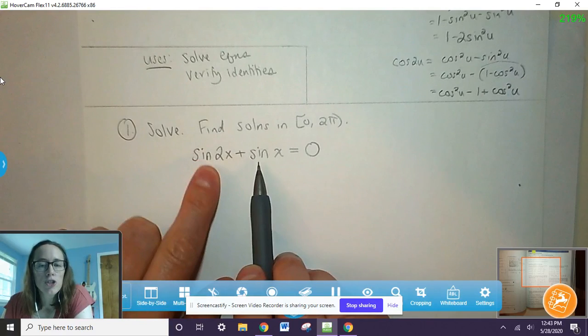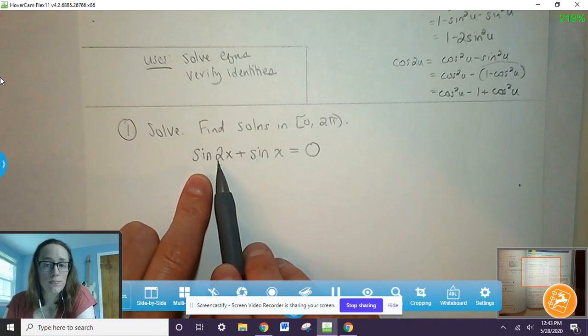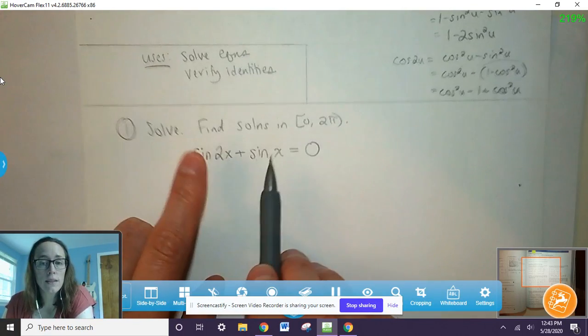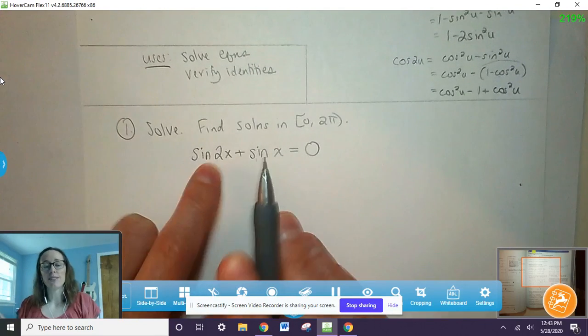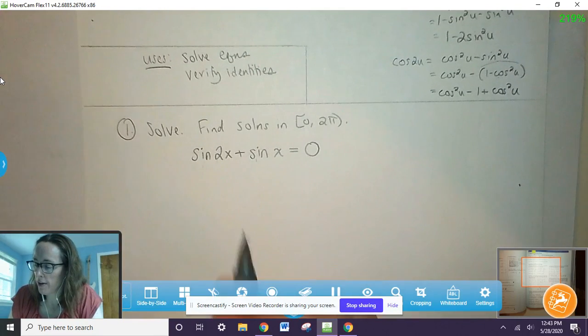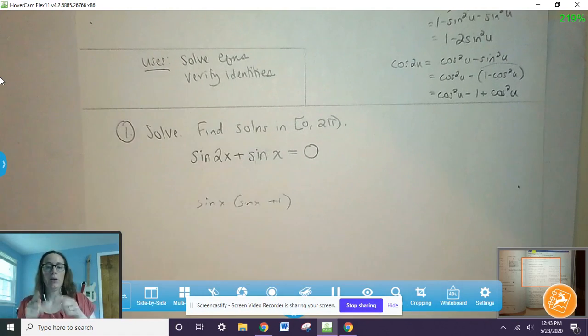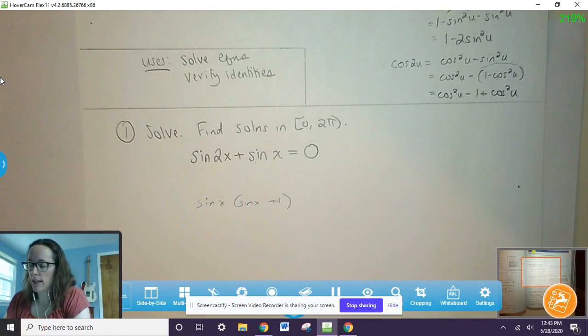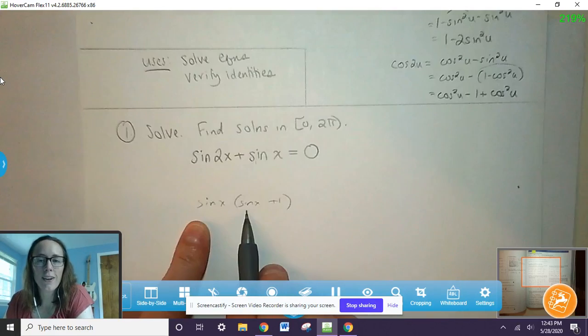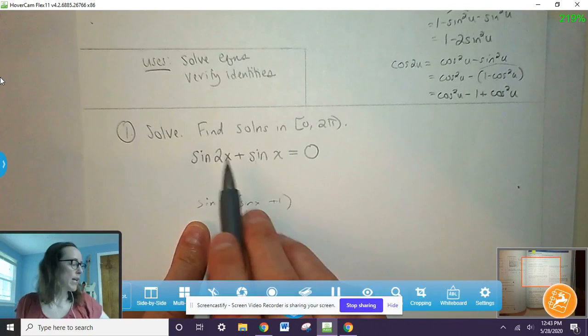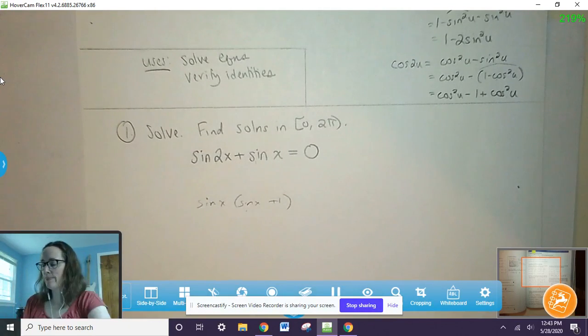When you look at this equation, that is a 2x, it's not a squared. You cannot combine these. You can't factor out a sine. So if you're thinking like, oh, I'll factor out a sine and this will become sine, it doesn't work like that. Because if you try to multiply that back in, what's sine times sine? It's sine squared. It's not sine 2x. So you cannot factor that and you cannot combine those.